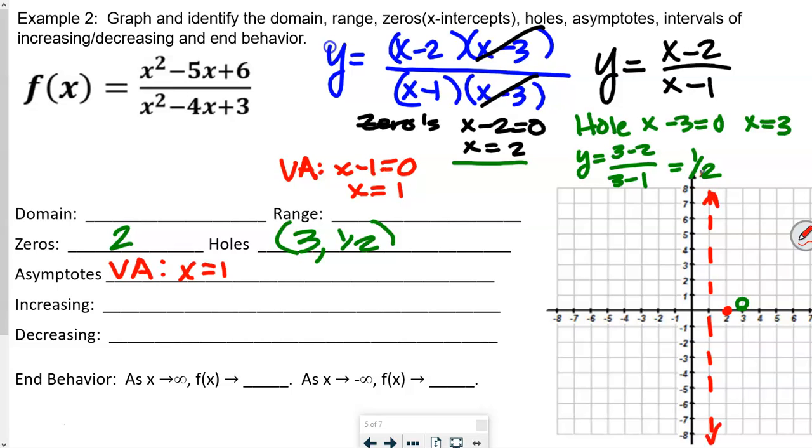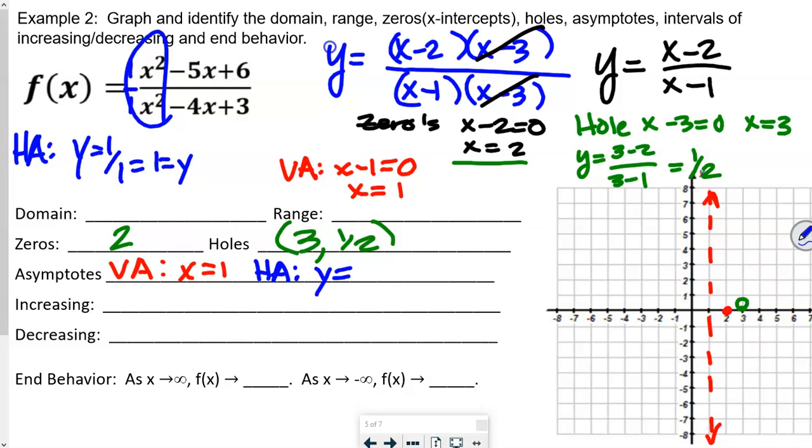Okay. Then we want to look at our vertical asymptote, right? So we're going to look right here at these. Remember, when we find our horizontal asymptote, y equals, again, we got a 1 over a 1, right? 1 over 1 equals 1, equals y. So that's our horizontal asymptote. Y equals 1. So we're going to go ahead and do that one.